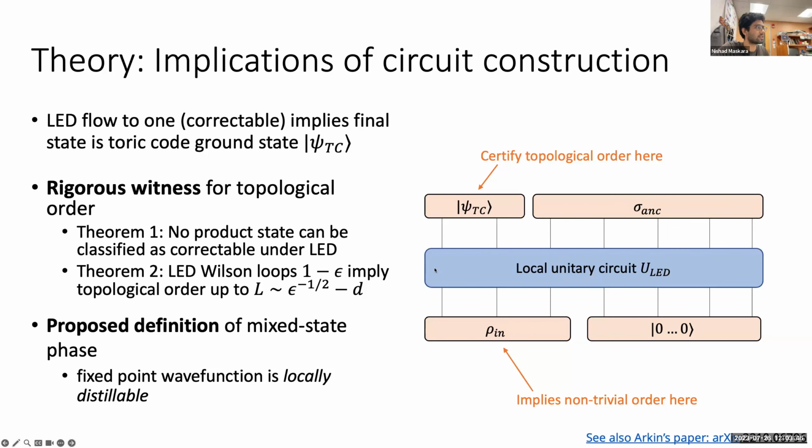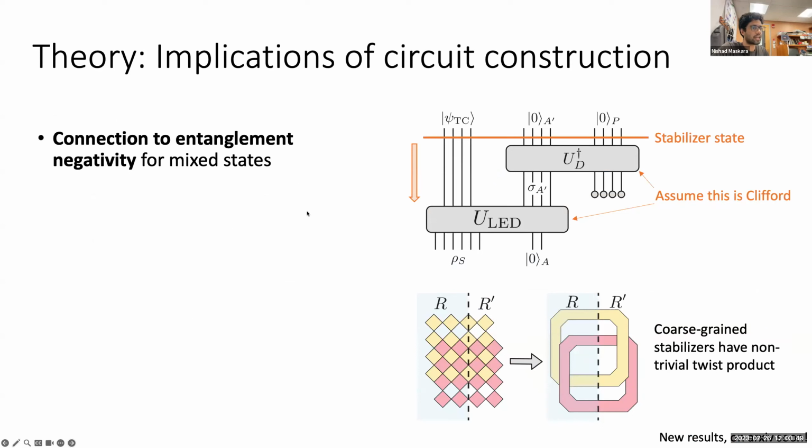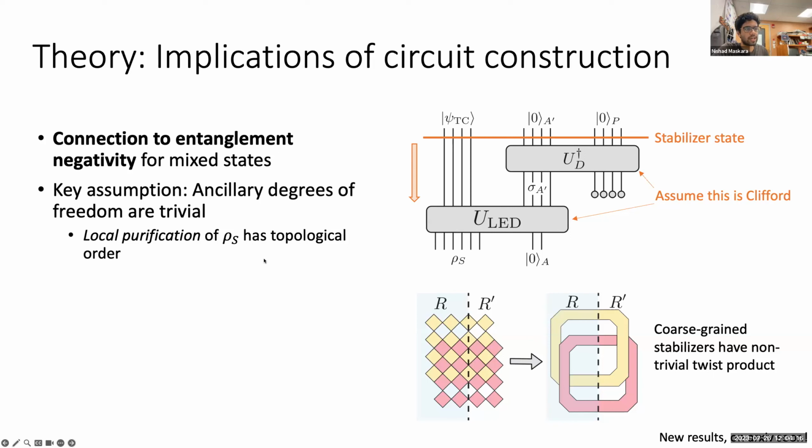Okay, great. So these are some of the theoretical implications. Actually, some new results that we've been working out are also trying to explicitly connect this local error correction procedure to the entanglement negativity, which is a version of entanglement that is also defined for mixed states, that people have been studying in the context of mixed state topological order. In particular, we are able to show that if LED flows to 1, then this implies something about the entanglement negativity, with some strong additional assumptions that aren't physically satisfied in our setting, but are still plausible. And so we conjecture that this is probably true in general, but we just weren't able to prove that it was true in the more general case.